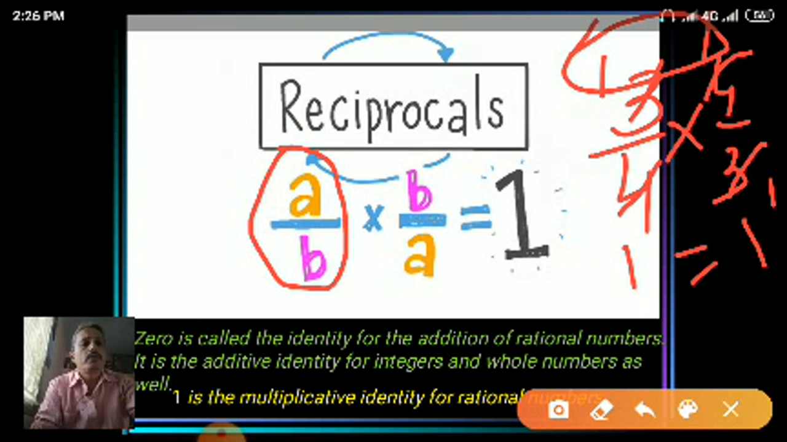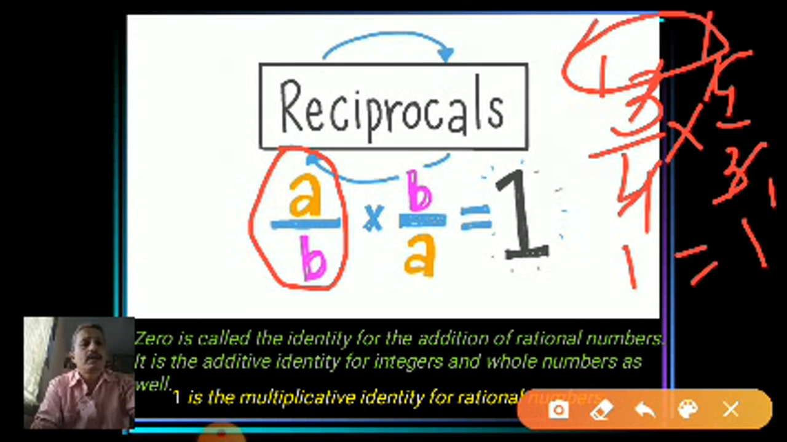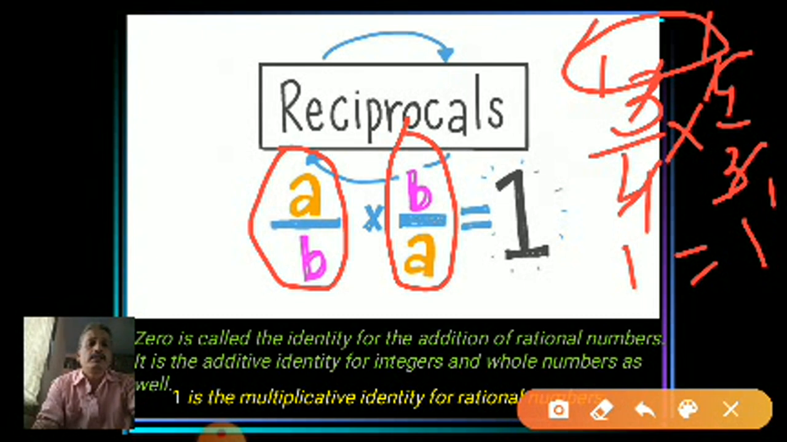Now see the numerator. 1 into 1, that is 1. Denominator also 1 into 1, that is 1. So the answer is 1 upon 1, that is 1. So that's why the reciprocal of a upon b is b upon a. When these both numbers are multiplied, it gives the answer 1. Got the idea? Yes.